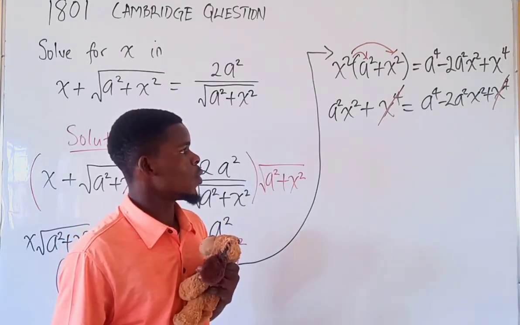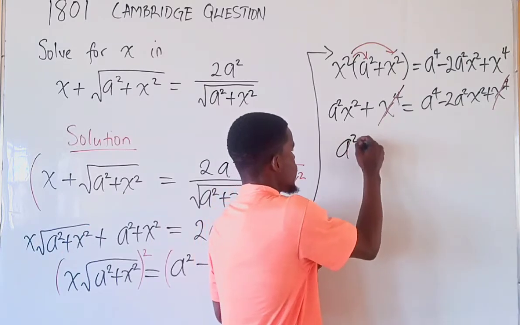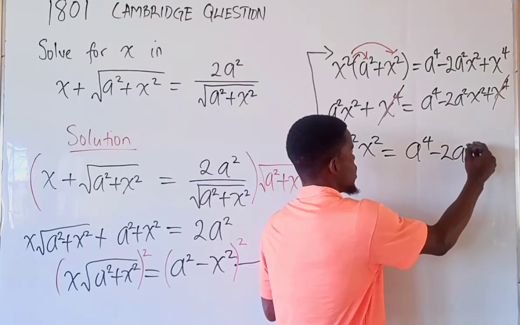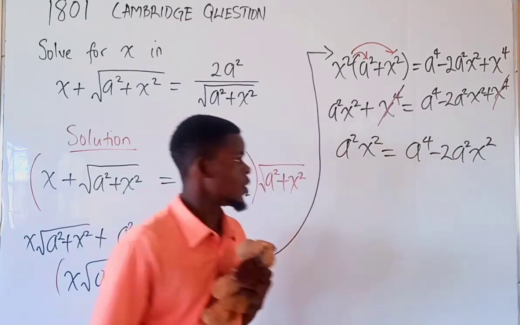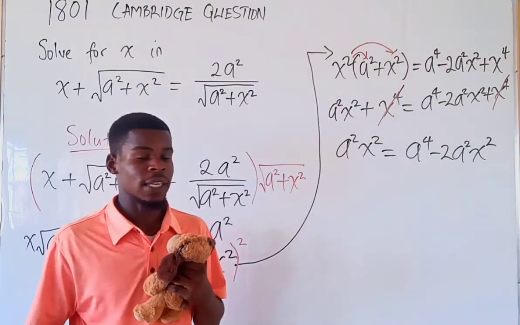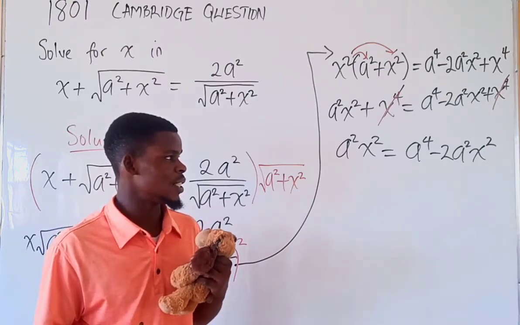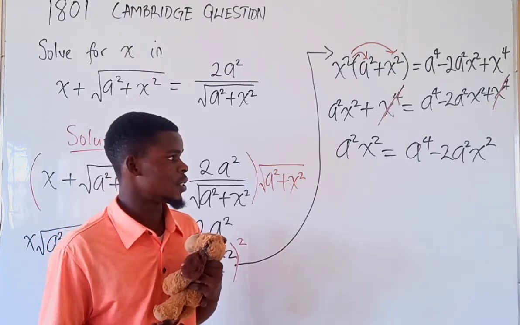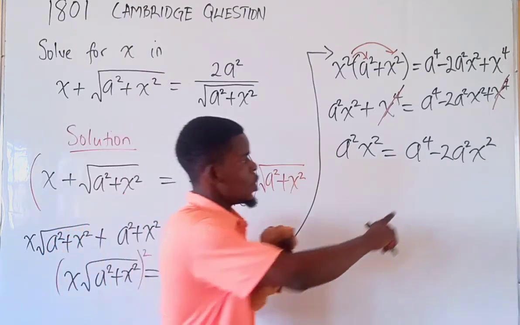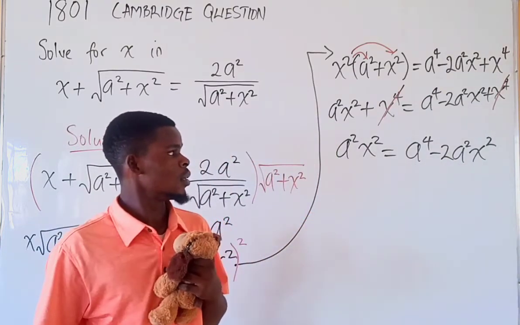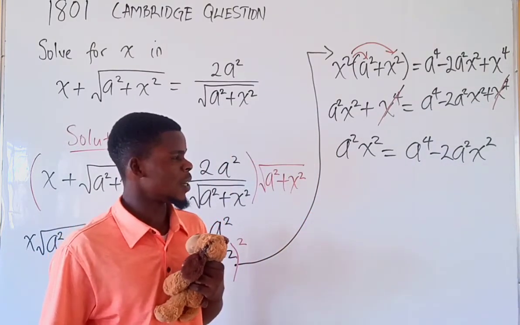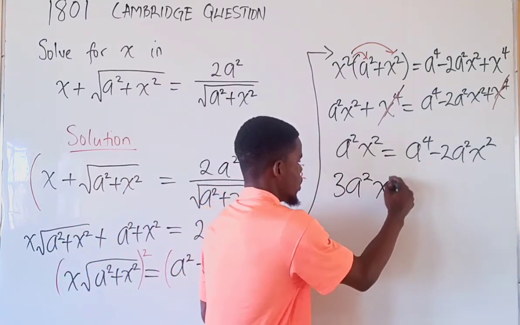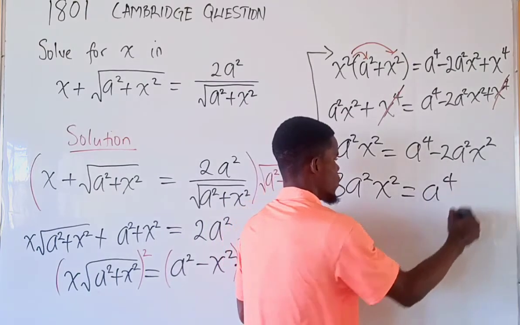What we are left with is a squared x squared equal to a to the fourth power minus 2a squared x squared. We want to find x, so let's take every term that has x to the left-hand side, and then see how we can get x to stand alone. If you move negative 2a squared to the left-hand side, we have positive 2a squared, which is added to this, and we end up with 3a squared x squared, which is equal to a to the fourth power.